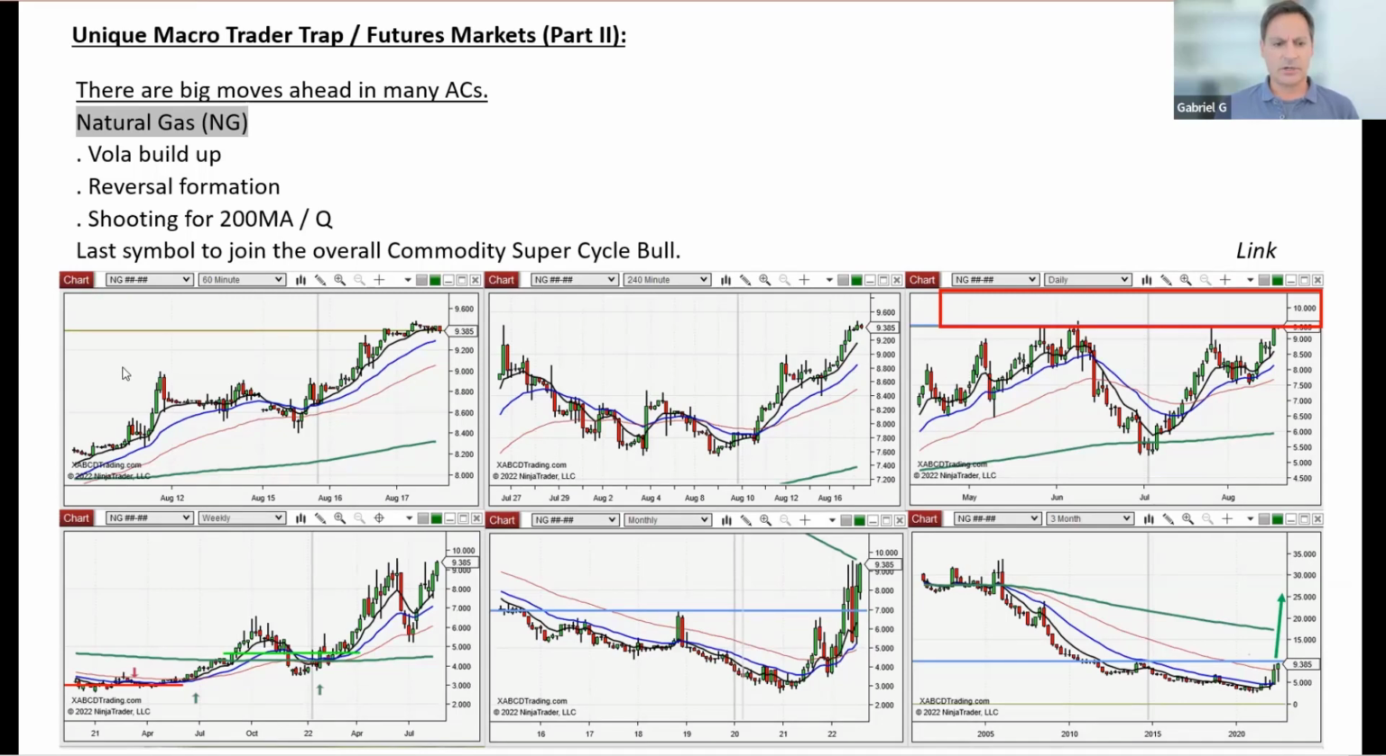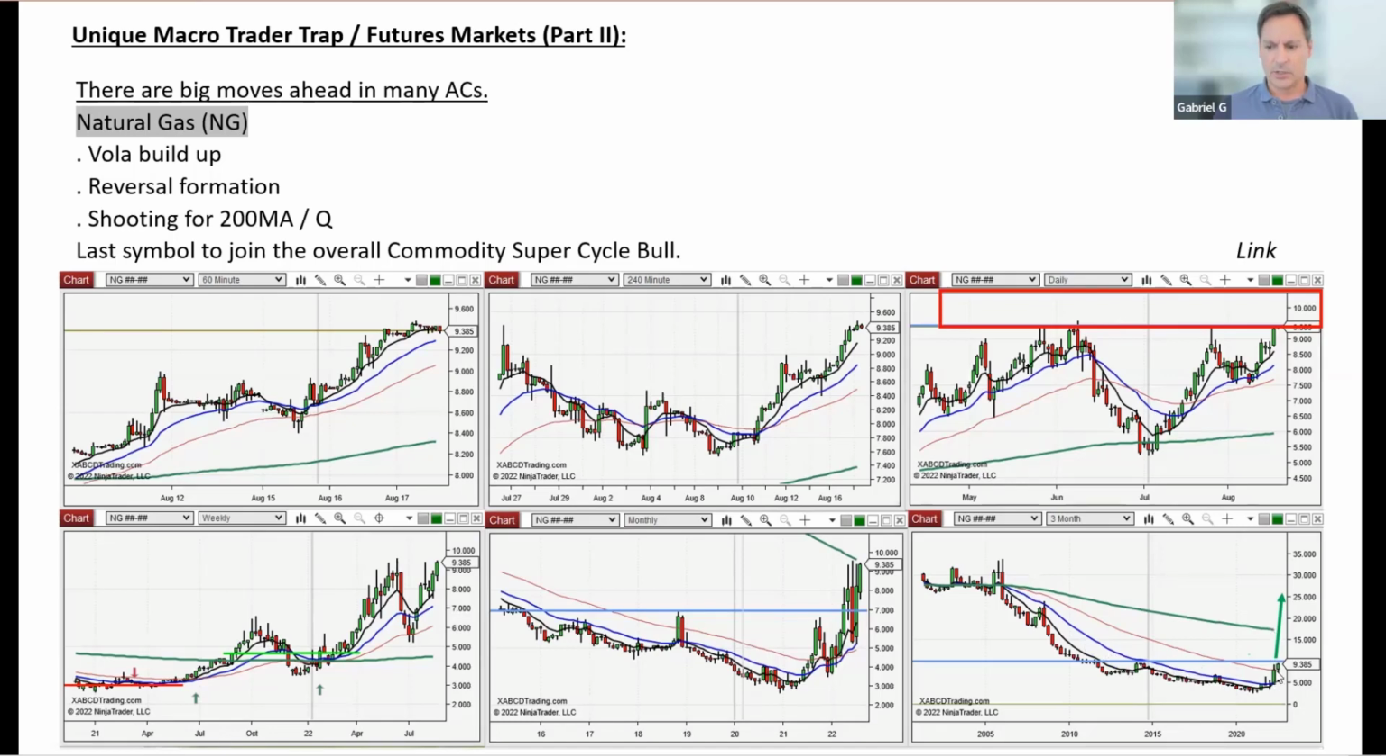Let's just have a look here at natural gas, and this is what we are looking for trading futures. Natural gas has been in a very long downslide, right? And what we see recently on a monthly chart is a volatility build up. We see these really big bars, right? And this is what we're looking for when trading futures. We're looking for a volatility increase, and that's happening as part of a bottoming reversal formation.